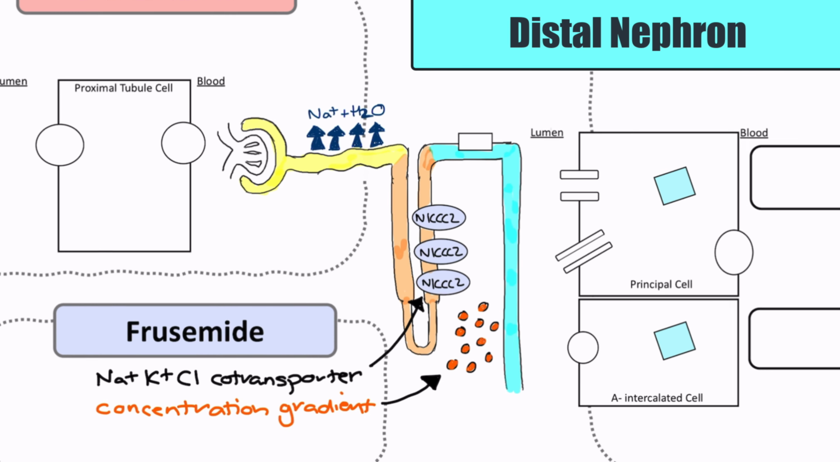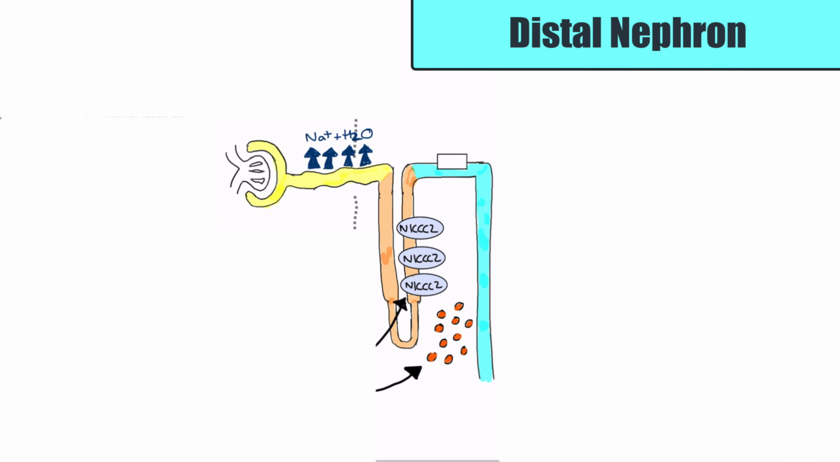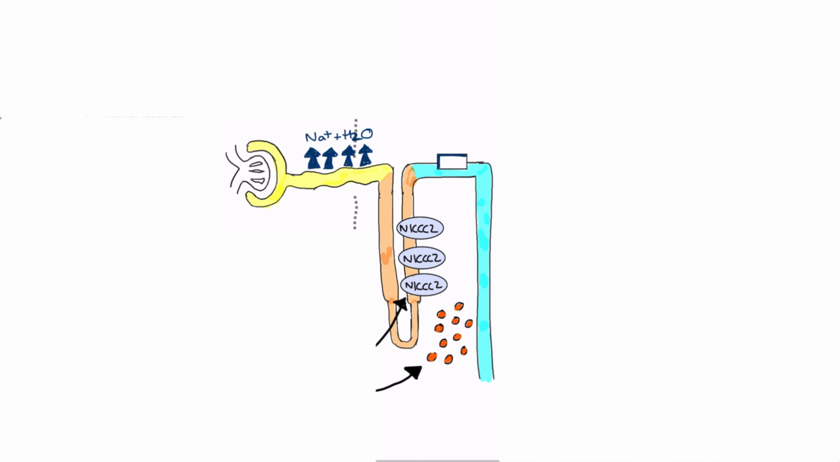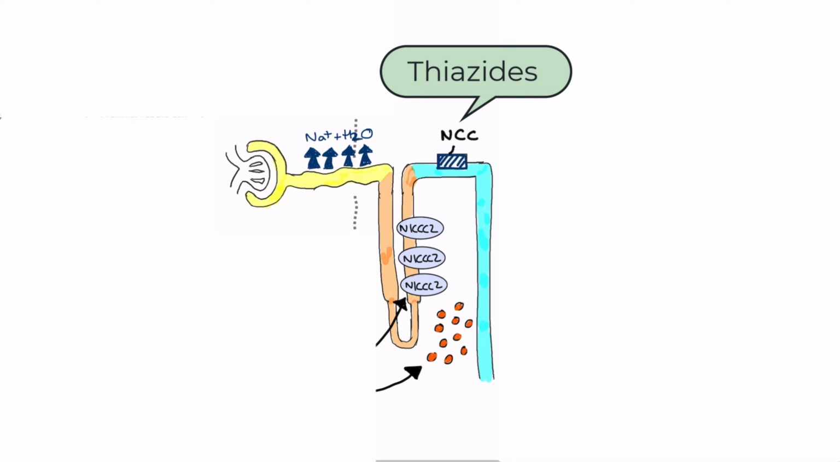And in the distal nephron, so the distal tubule and in the collecting duct, we have more of a fine-tuning process. We have the sodium chloride cotransporter, or NCC. This is blocked by thiazide diuretics, and we won't be covering those today because they're not relevant to our MCQ, to our table.